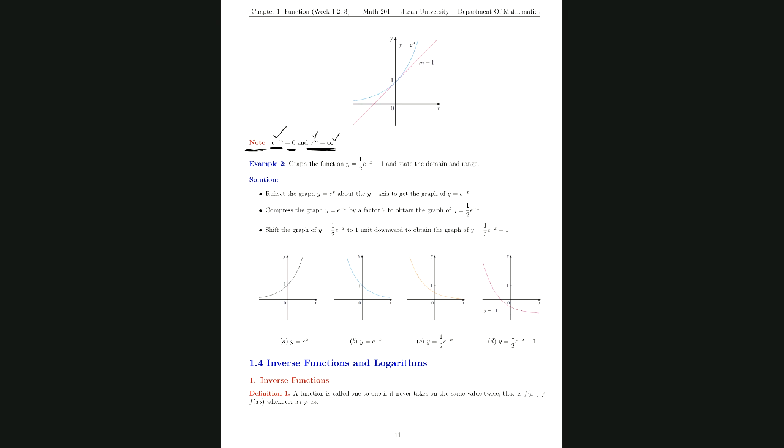Now see this graph. Example number 2. Graph the function y equals one half e power minus x minus 1. Now tell me, here we have e power minus x. First you tell me what is the graph of e power x. e power x is graph number 3, because e is 2.7 and that means a is greater than 1. So graph number 3.